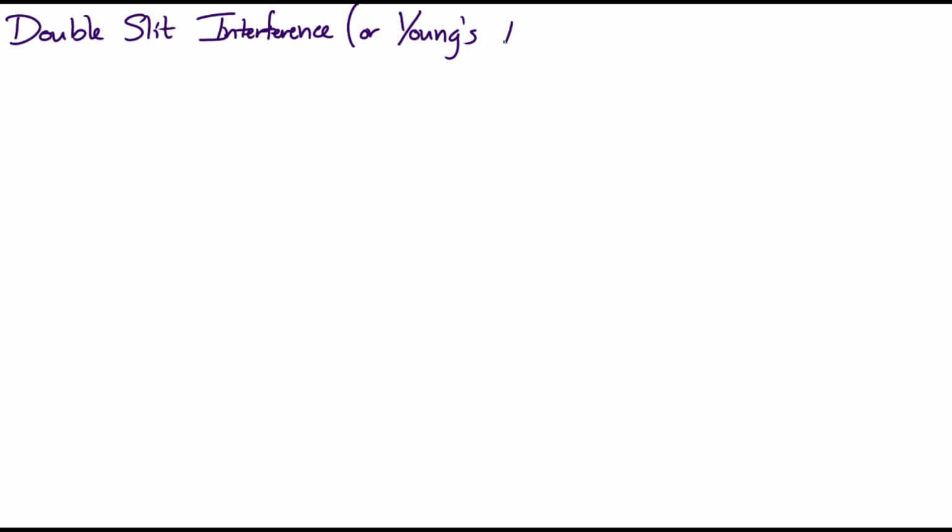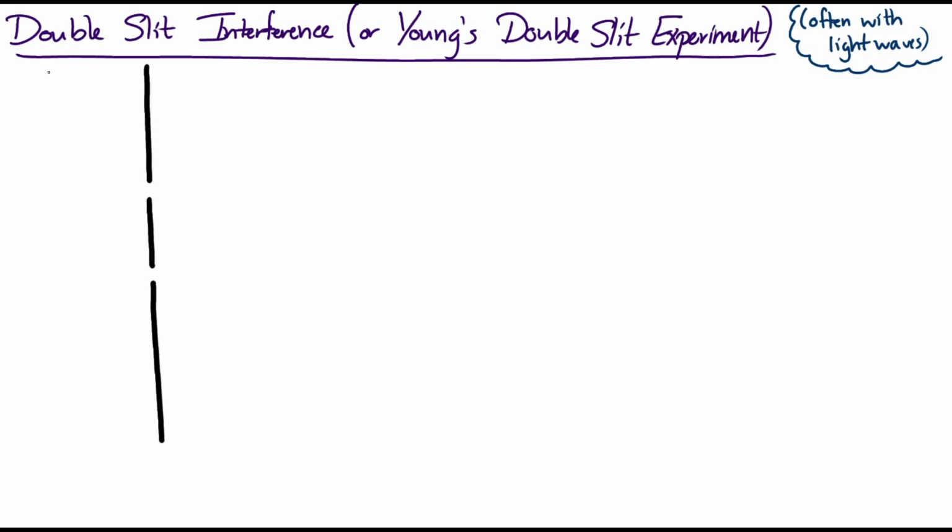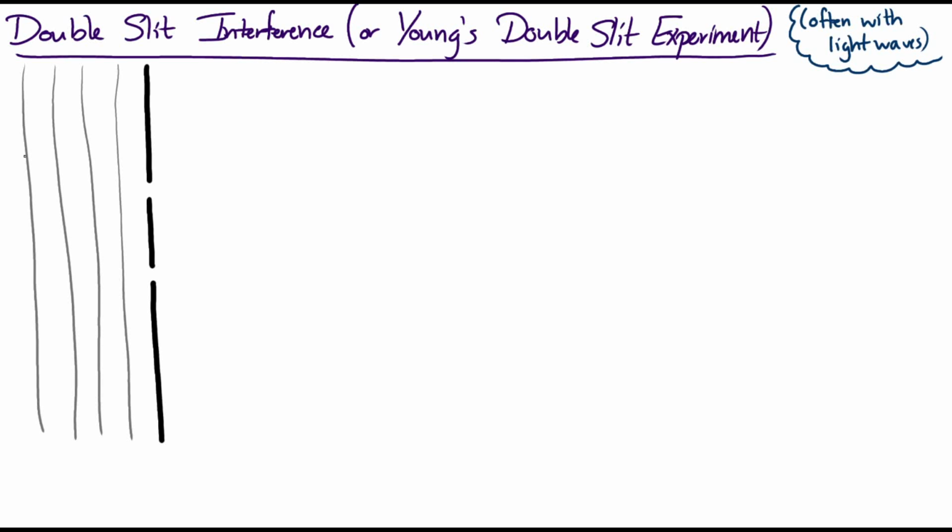The last thing we're going to look at is double slit interference, also called Young's double slit experiment. And in this situation, we're going to imagine that we have two slits, sometimes called apertures. And usually we think about this in terms of light waves. So we're going to have light waves that are incident upon these two slits. When light passes through one of the slits, it's going to diffract. When light passes through the other slit, it will also diffract. So we're going to imagine the light doing that.